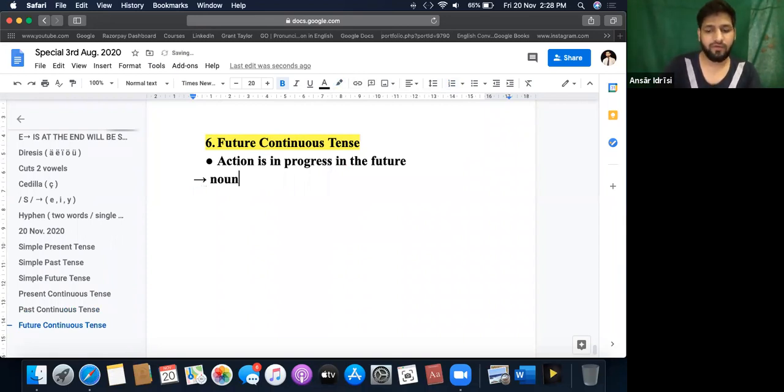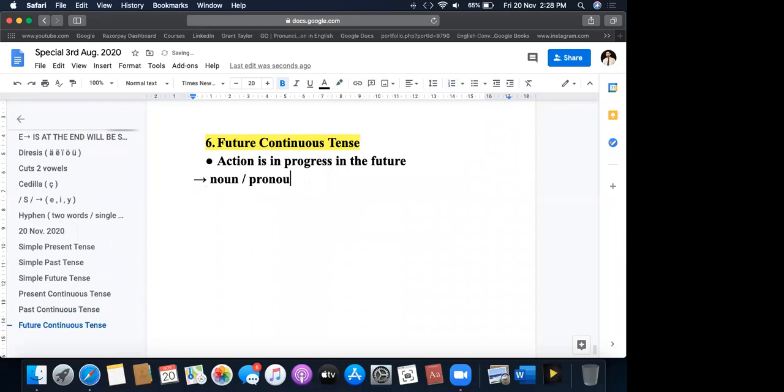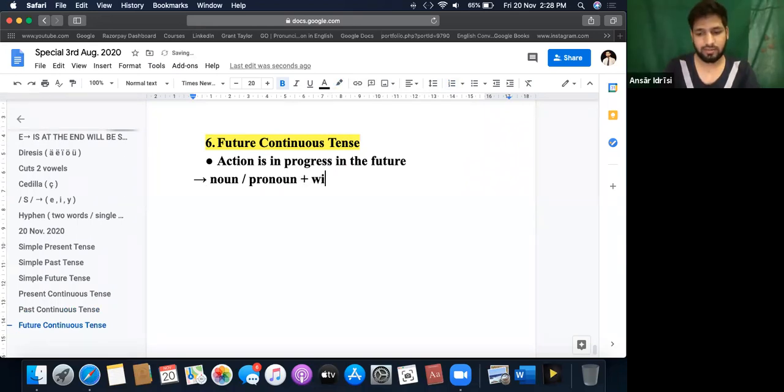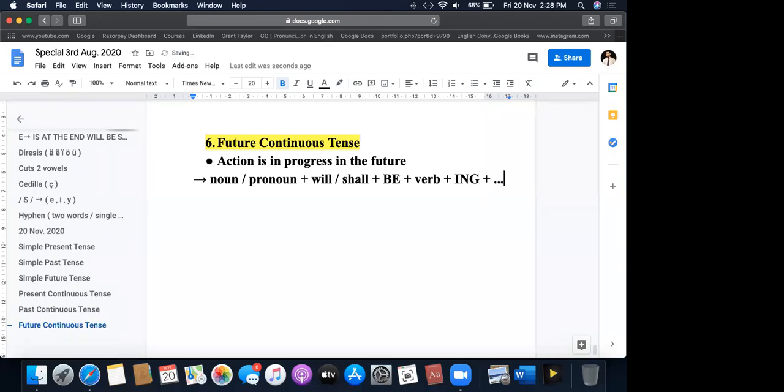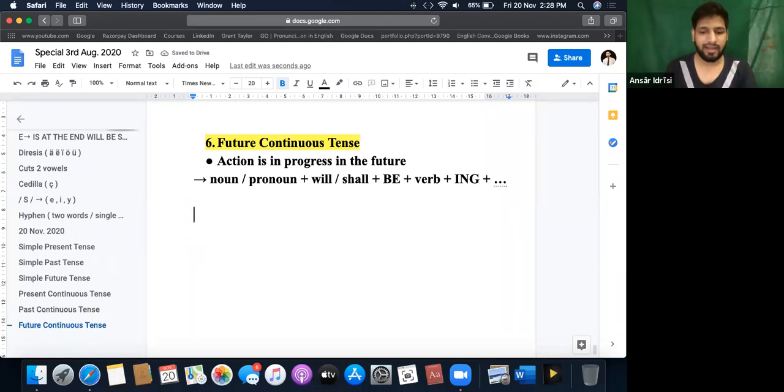And what is our formula? Noun or pronoun plus will or shall. We use will or shall for future, plus be. Be is one of the most important elements of this rule. Plus be plus verb plus ing plus context. Okay. Now sentences will be locked.